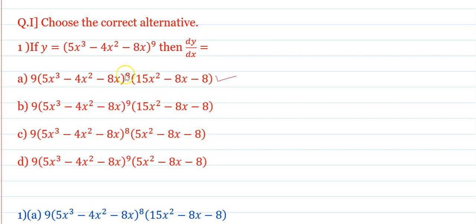Again I will repeat here. The derivative of 5x cube is 15x square, minus the derivative of 4x square, and minus 8x, the derivative of 8x, x's derivative is 1, therefore it is 8. Okay, 1 into 8 is 8 and hence the option A is the correct one.